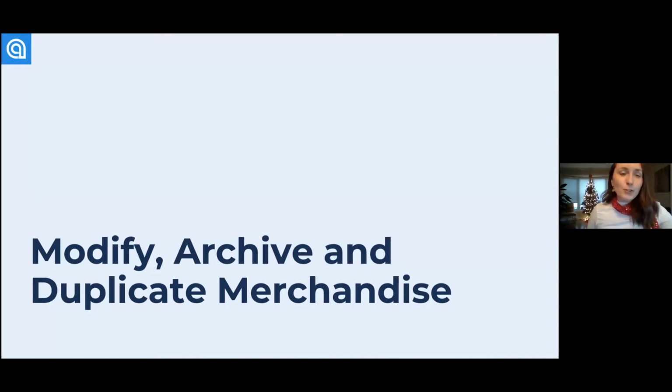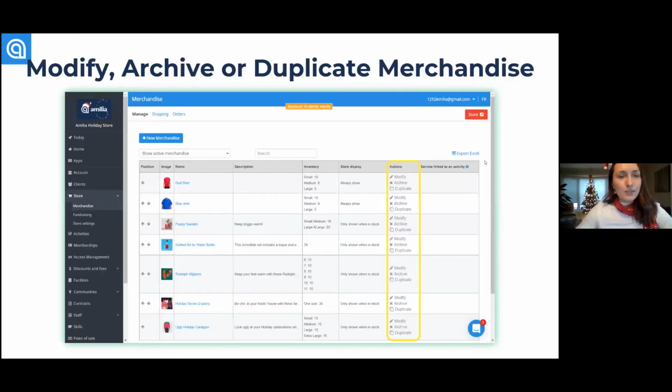Now let's head on over to how you can modify, archive, and duplicate your merchandise items. So here again, under our store tab, merchandise sub tab, we are in our manage section. So this is a great overview of all of your items that you are selling and where your inventory is at. And then all the way to the right, you will have the actions column. So this is where you can choose to modify any of your items if you need to modify them. You could choose to archive them or duplicate them.